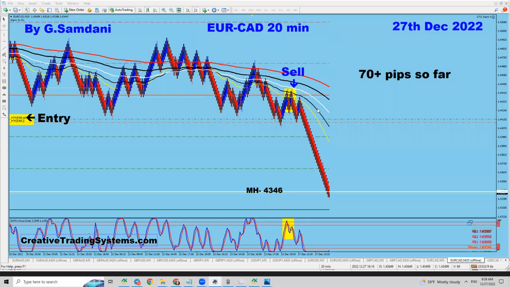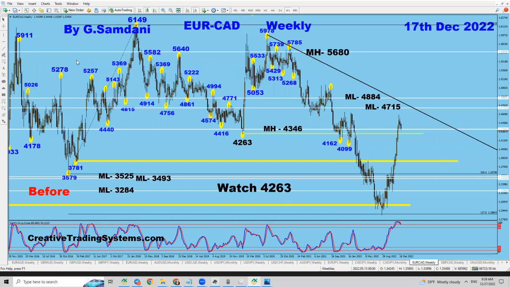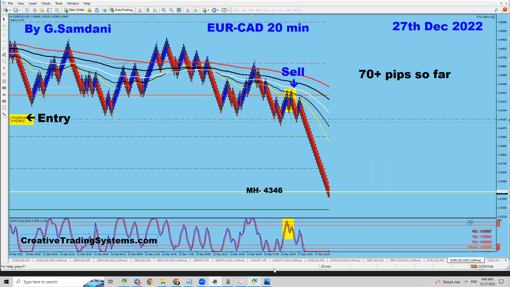Hello, everyone. This EUR-CAD is now at 43.46, and it is a big level in EUR-CAD. It's a monthly high. The next level is 42.43, which is way down there, but I'm up like 70 pips here. Given the day and the time, it's 9:40 a.m. and your session has started already, so I'm going to close this one right here. Enough is enough, and I have a one-on-one to do, so I'm going to go do that.